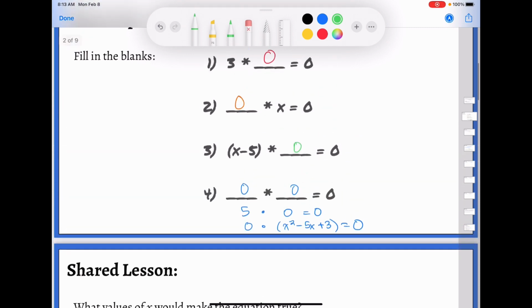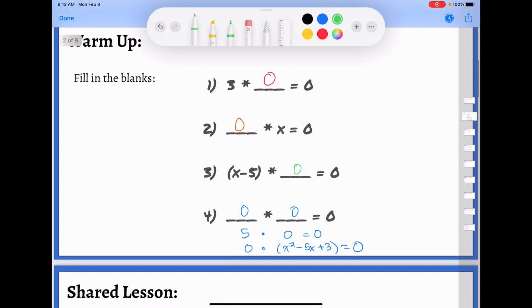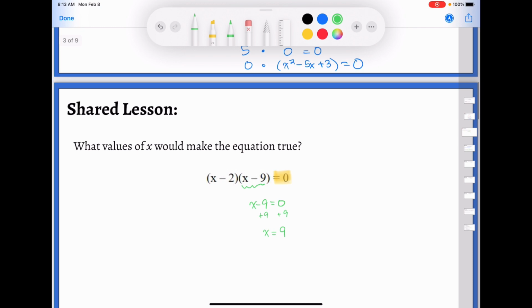But if I think to my warm-up again, like in number 2, what if 0 was the first term? So what if this first factor equaled 0? x minus 2 equaled 0. Okay, well that means if I added 2 to both sides, that means x could equal 2. And if x equaled 2, this whole thing would equal 0, right?